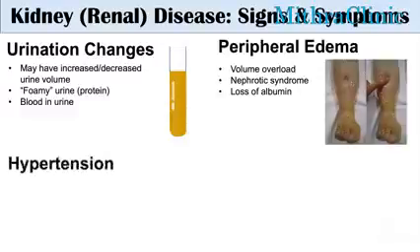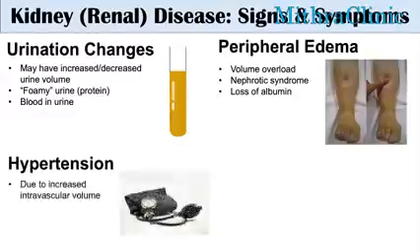The next sign we can see with kidney disease is hypertension, so high blood pressure. This is again due to increased intravascular volume. If an individual is not urinating enough volume off of them, they can have increased intravascular volume, so increased fluid in their cardiovascular system. So we can see hypertension or high blood pressure.